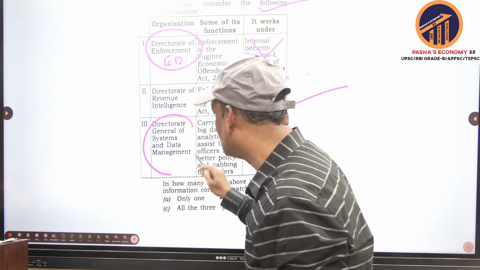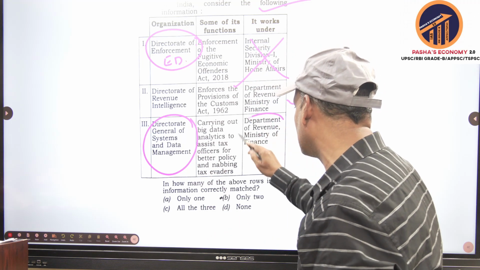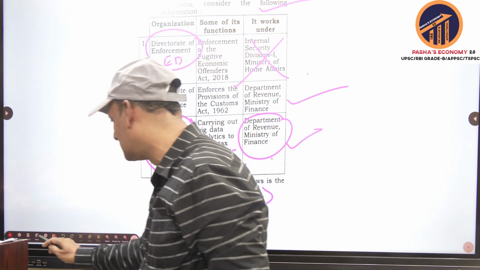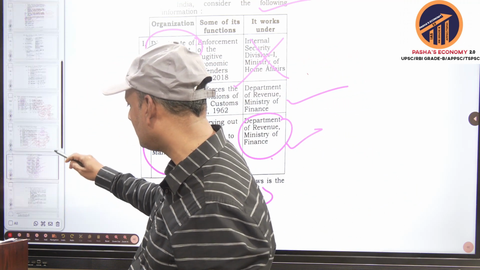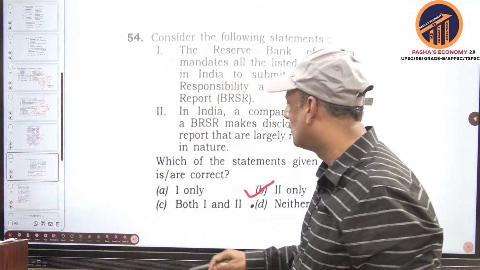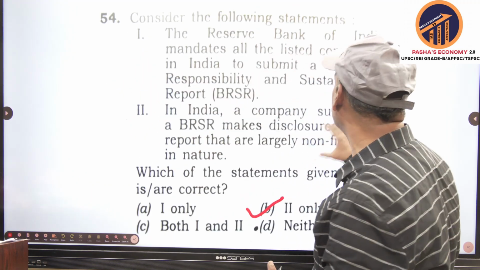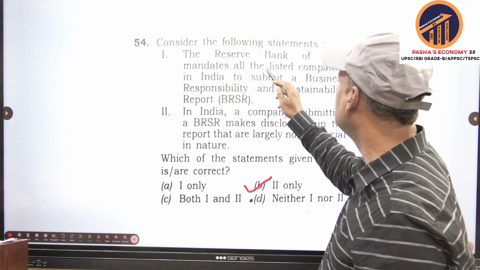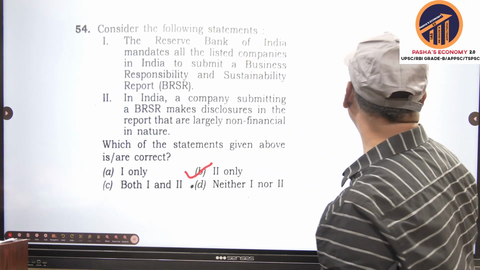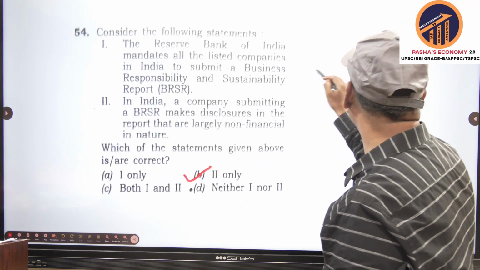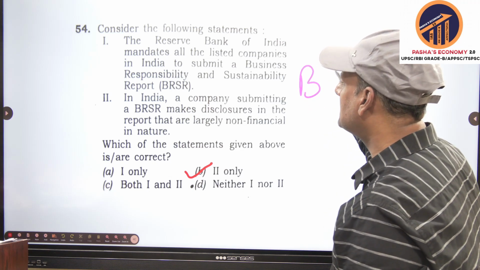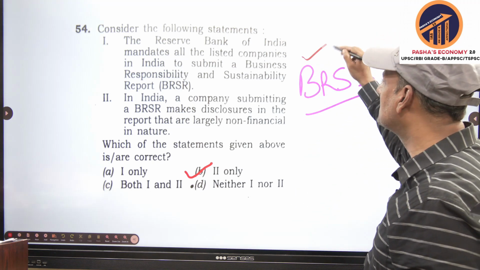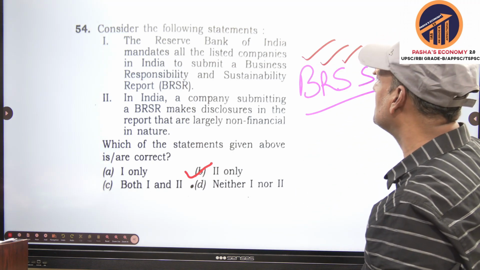Then the Director General of Systems and Data Management, yes, is under the Department of Revenue, which is for better training of officers, and also 2 options are right, friend. So these direct questions relate to your ability. Fine. And one more question relates to the Reserve Bank of India. See, the question is: the Reserve Bank of India mandates all listed companies to submit a report called BRSR. What is this BRSR? BRSR is nothing but the Business Responsibility and Sustainability Report.